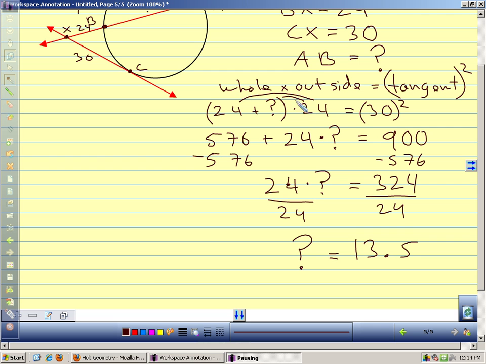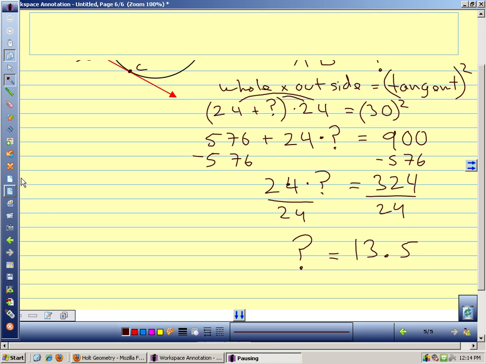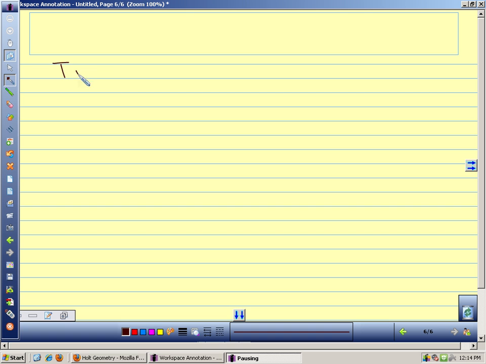So we found the whole and the outside, multiplied the whole times the outside, and that equals a tangent squared. Questions on that example? All right, let's look at our last combination. Our last combination is two chords.